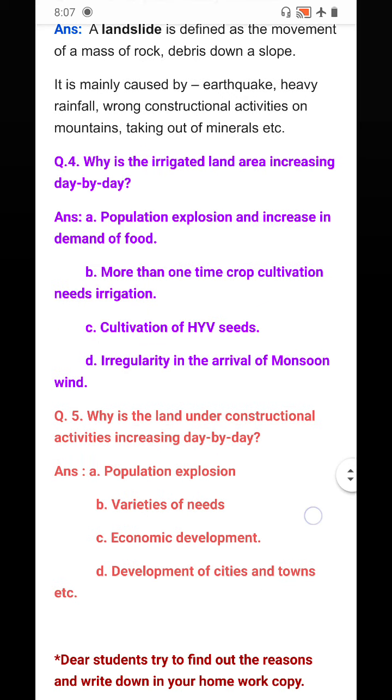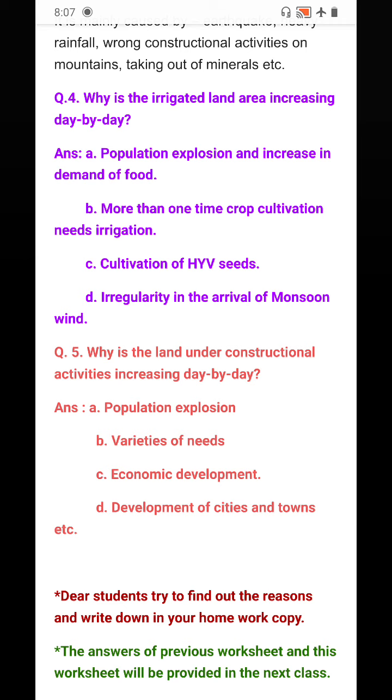Why is the land under construction activities increasing day by day? Here also population explosion, because the number of people is increasing, so demand for houses, factories, and other things is also increasing. That's why construction activities are going on. Varieties of needs, our needs are different, our lifestyle has changed. Now we are asking not only for basic needs, that is clothes, shelter and food, but also for other things, like a greedy person rather than a needy person. Next, economic development. Economic condition is developing, economic activities are changing, that's why also. And development of cities and towns.